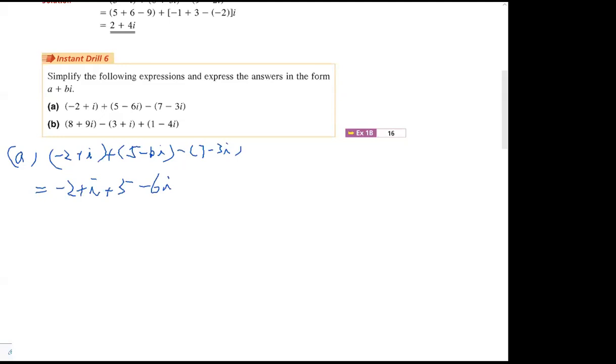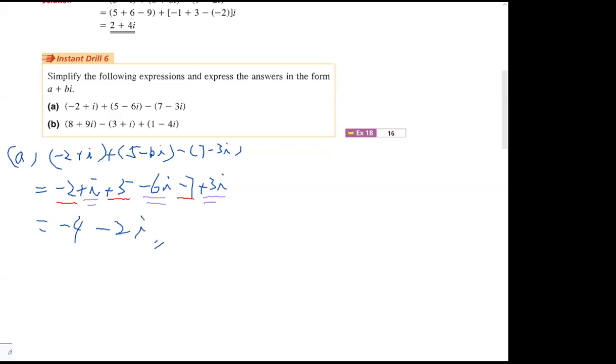But the third bracket is a negative bracket, so we need to change the sign to be the opposites inside the bracket. 7 becomes minus 7. Minus 3i becomes plus 3i, like this. And then we check the like terms. Negative 2 plus 5 minus 7 becomes negative 4, right? And then plus i minus 6i plus 3i. Like terms becomes minus 2i. So that is the answer.